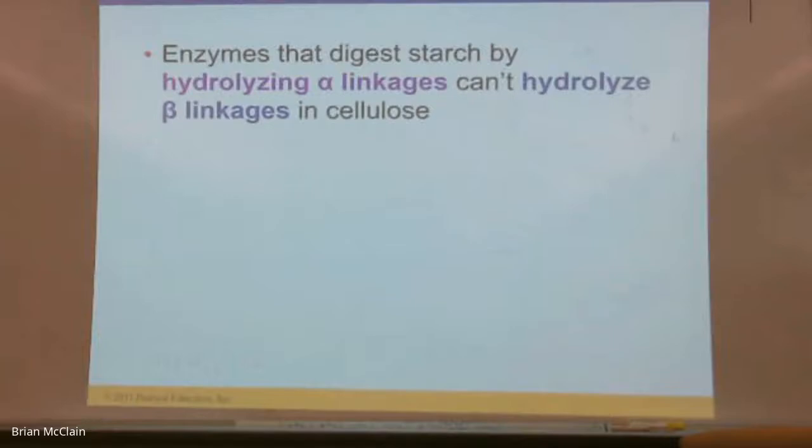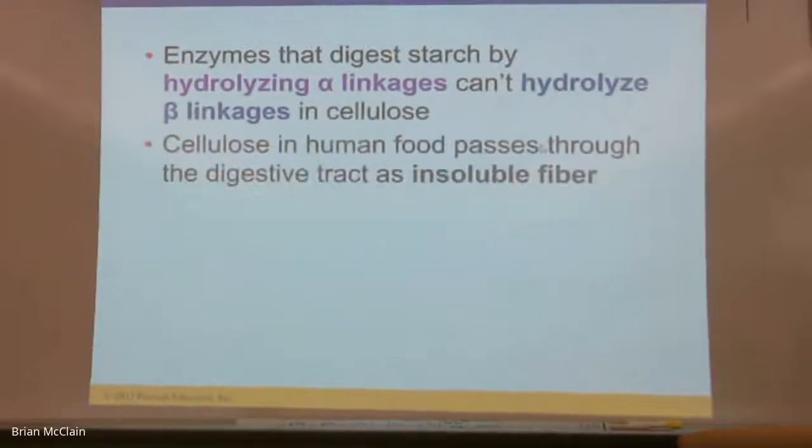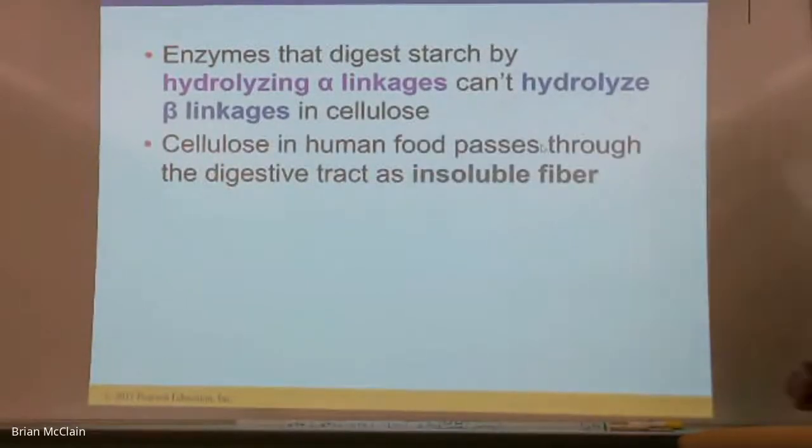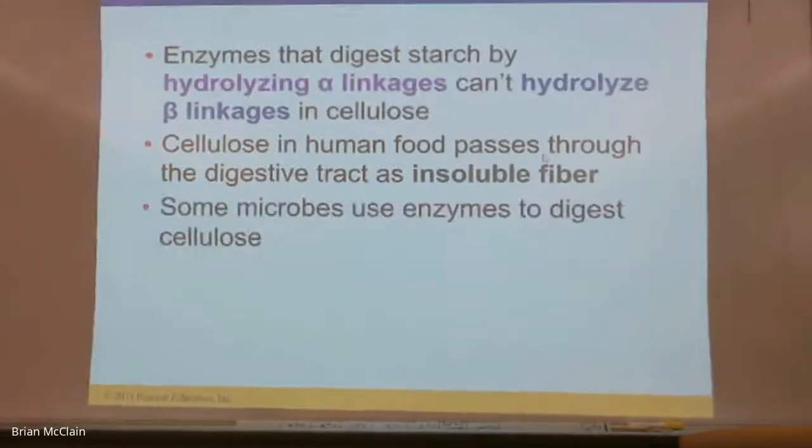All right, so the enzymes that digest starch by breaking the alpha linkages are not the same. So you can eat starch, you can consume starch, but you can't consume cellulose. So that's why cellulose is fiber. It is non-digestible. It's insoluble.